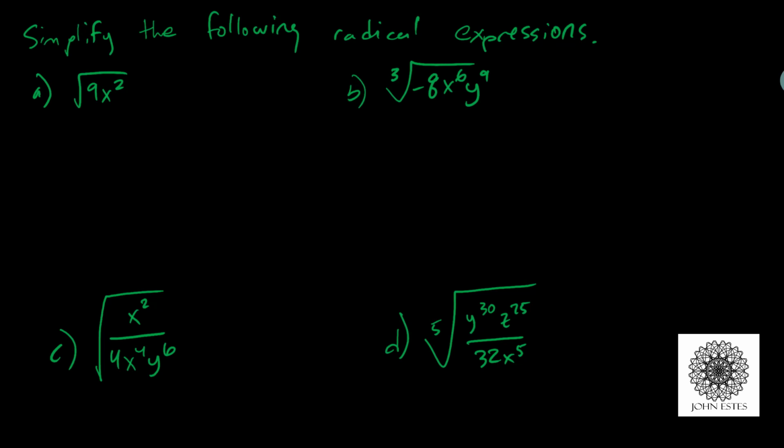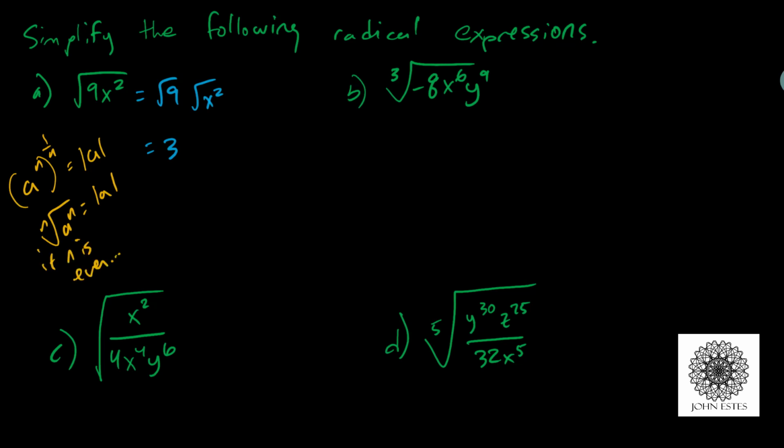For example, here in A I have the square root of 9x squared. Now remember, that means that I could just say this is the square root of 9 times the square root of x squared. The square root of 9 is 3, and anytime I have something like a to the n to the 1 over n power, another way of saying that is the nth root of a to the n, those simplify to the absolute value of a, if n is even. So here the square root of x squared simplifies to the absolute value of x.